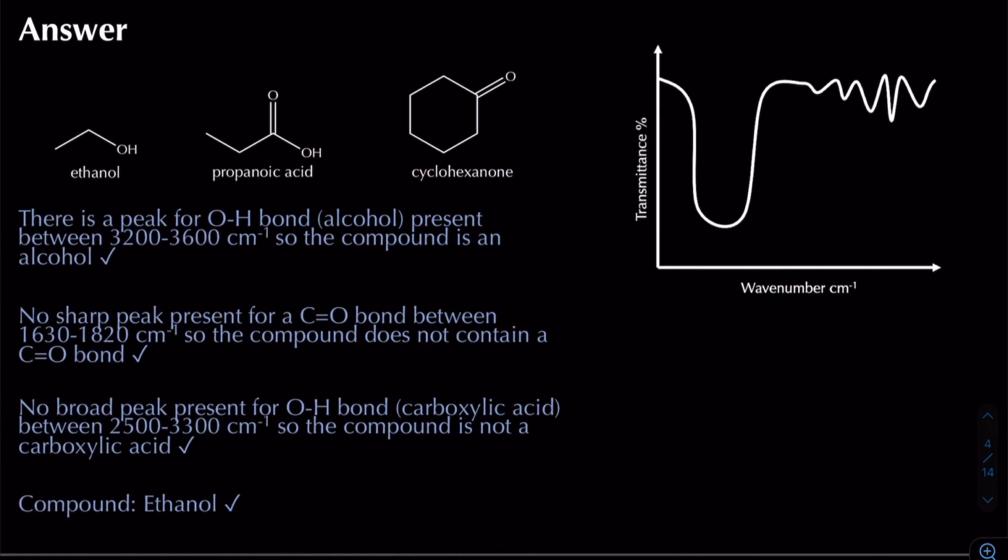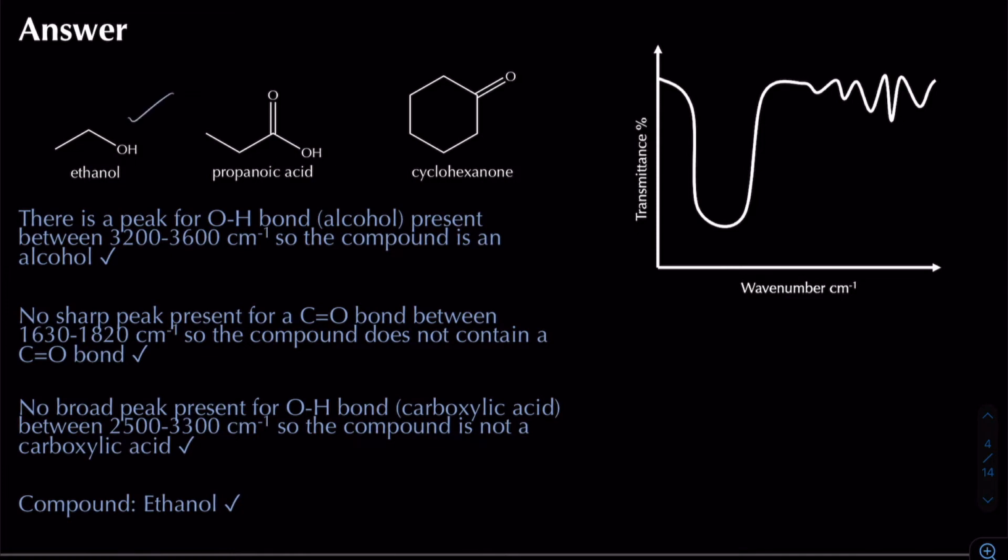How do I actually word that in the exam? Well, I tell the examiner in layman's terms, quoting values from my data sheet, that there is a peak for an OH bond, in brackets alcohol, present between 3,200 to 3,600 centimeters to the -1. I could also use the word absorption rather than peak. And so we know that this compound is going to be an alcohol. Which of my three options above is going to be an alcohol? Well, we know it's going to be ethanol, so the answer is ethanol.